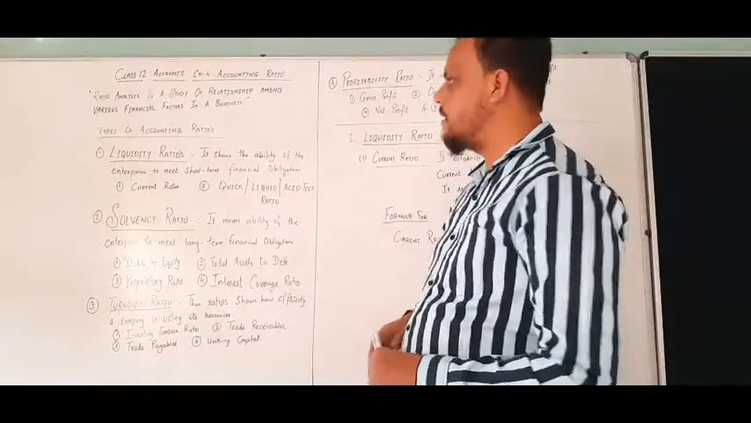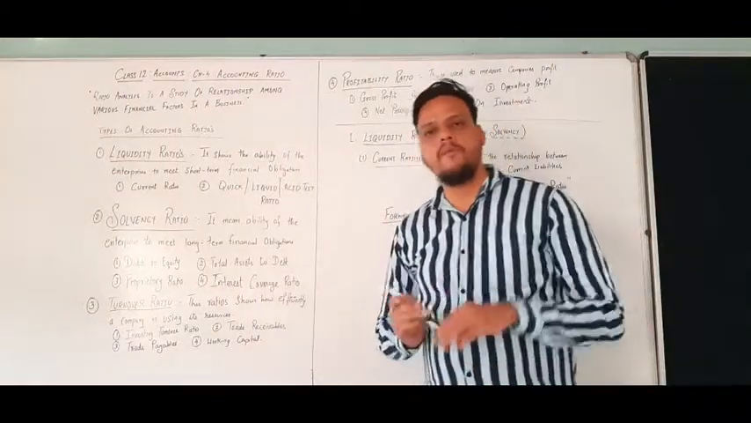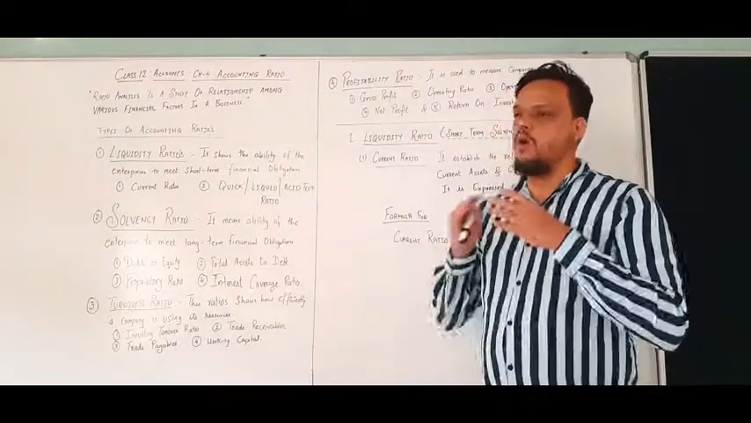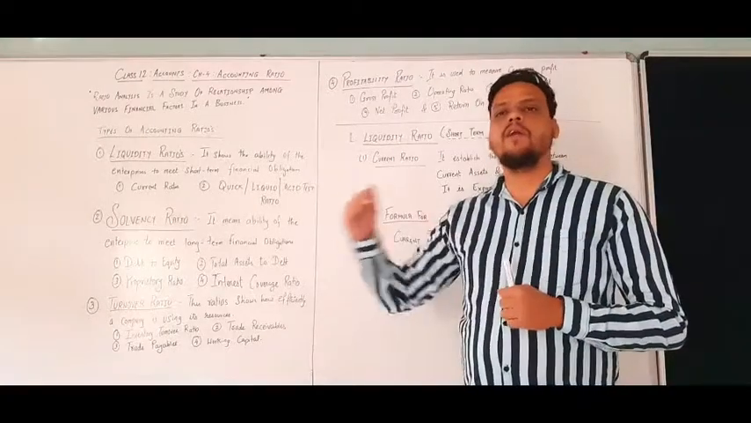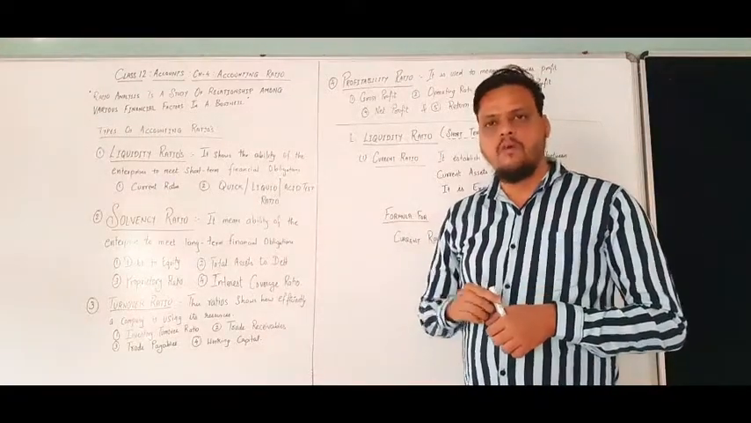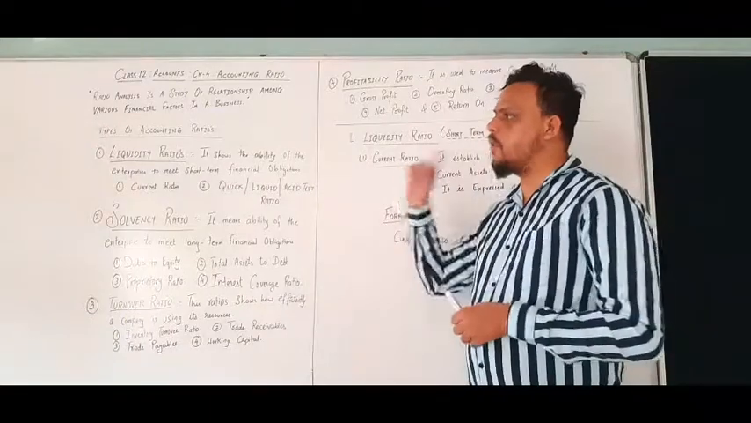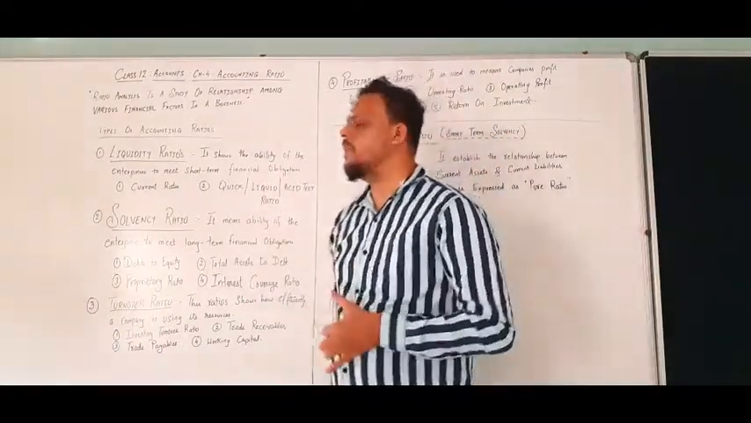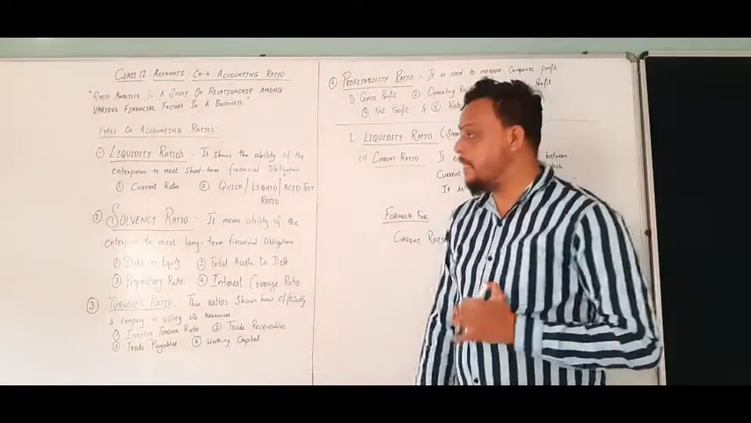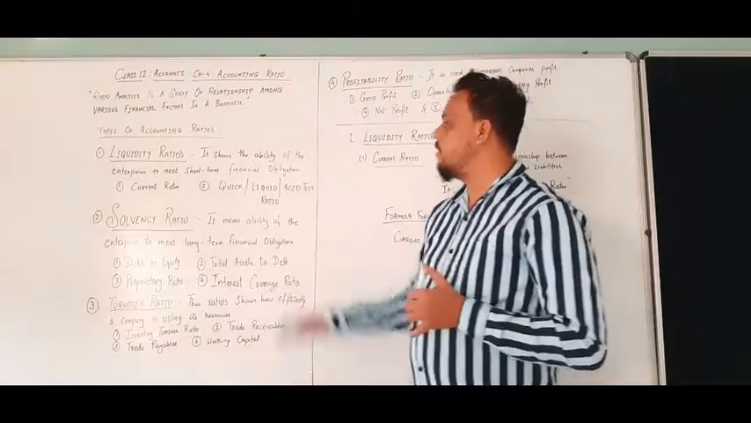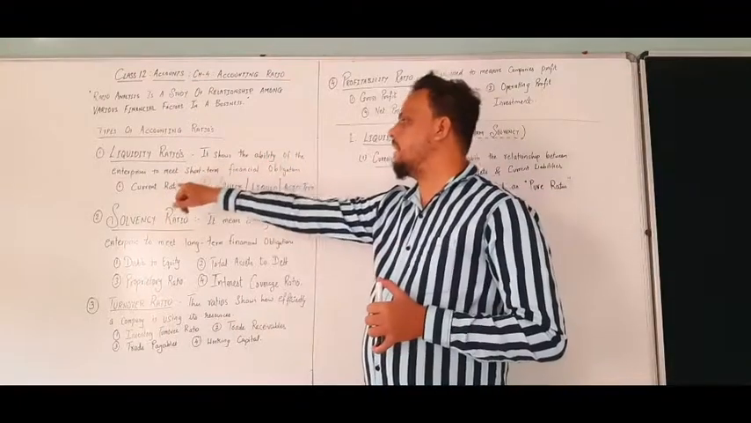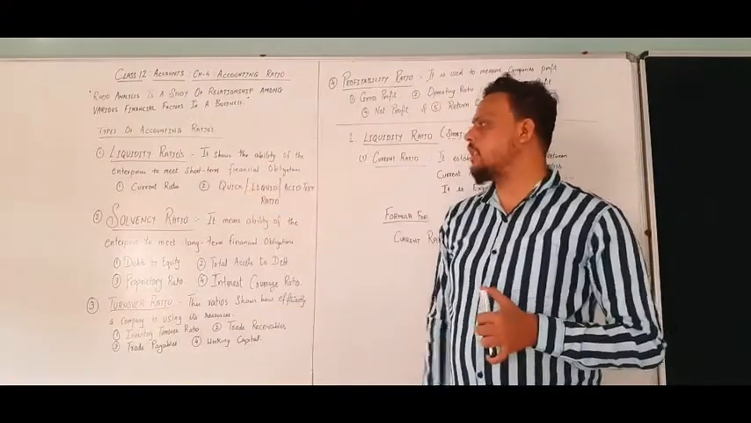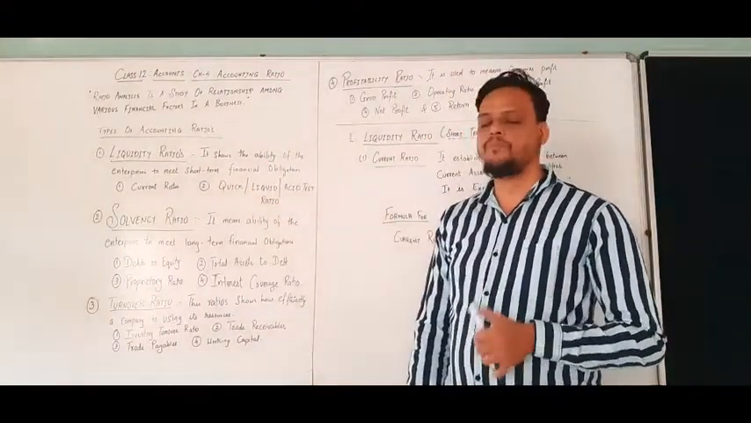Here we have types of accounting ratio. We have 4 accounting ratios. In all 4, we have different types of ratios. One by one we can see. First point is liquidity ratio. Liquidity ratio shows the ability of an enterprise to meet short-term financial obligations.